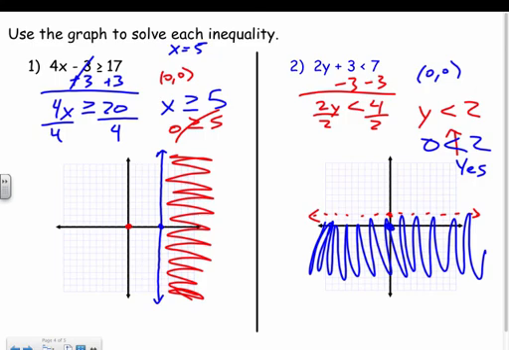Okay, so just follow those steps. Figure out if it's solid or dashed after you get in slope-intercept form. Pick a test point, usually 0, 0 if it's not on the line. And then if it works, shade that side. If it doesn't, shade the other side.